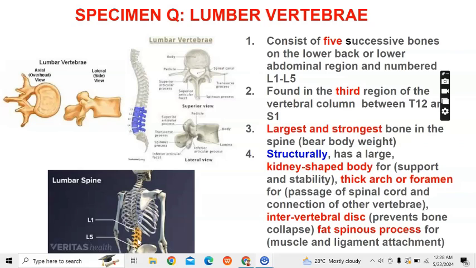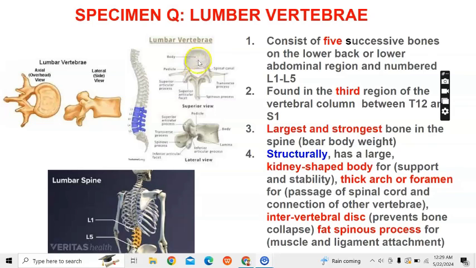Then structurally, if you're asked to draw the lumbar vertebrae, there are some key things you should be able to know. One is that it has a bean-shaped body, like we said, for support and stability. Then it has what we call a thick arch or foramen. This serves as a passage for the spinal cord, where the spinal cord passes through, and also it is a point of connection to other vertebrae.